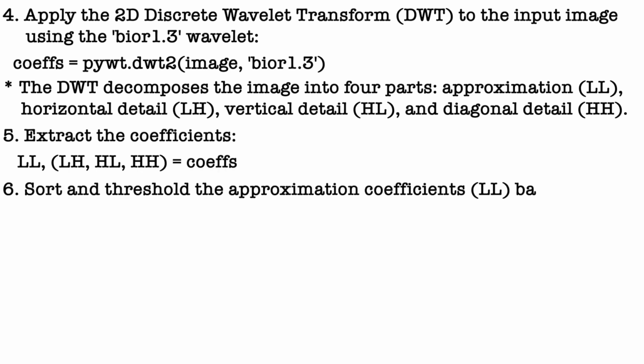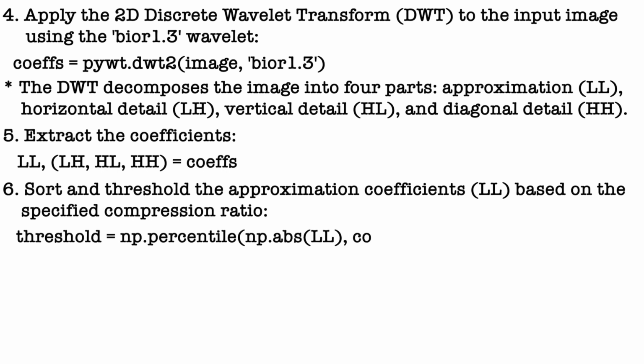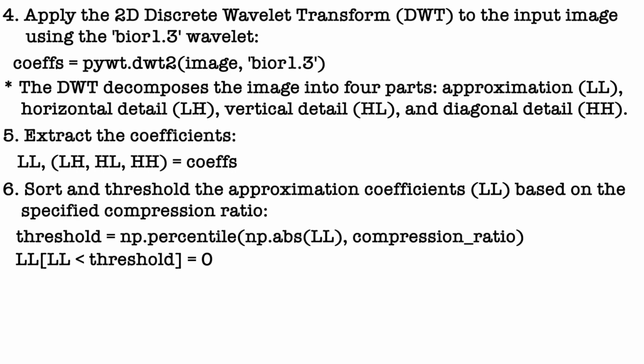Now we threshold the approximation coefficient LL based on the specific compression ratio. The threshold equal to np.percentile(np.abs(LL), compression_ratio). Here, LL values less than the threshold are set equal to 0.